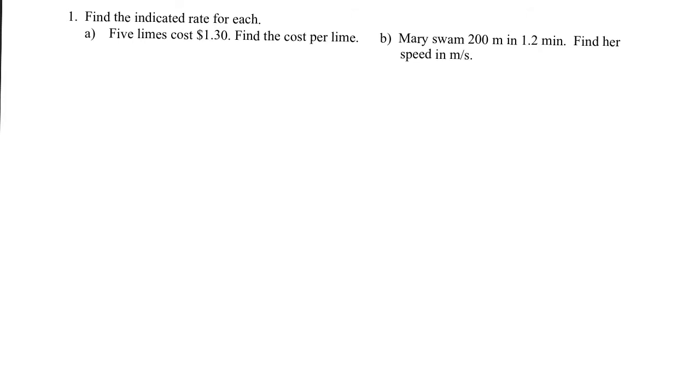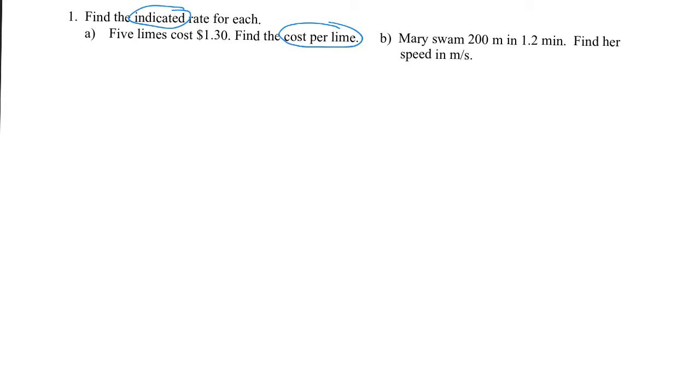Okay, what you'll see on your screen right now is a quick instruction. I want you to find the indicated rate. What that means is I am telling you what the rate is. So let's take a look at A. You've been told that 5 limes cost $1.30. Find the cost per lime. So when we mention indicated rate, there is your indicated rate.